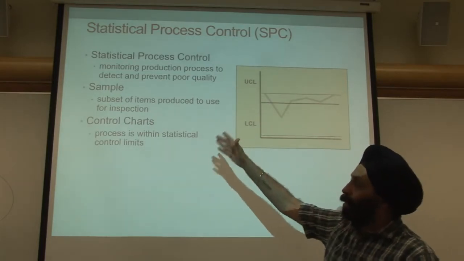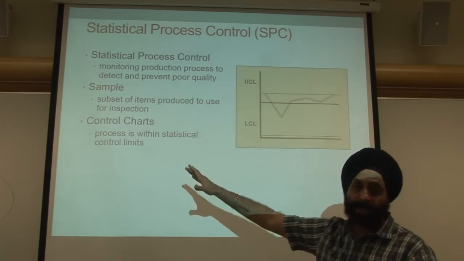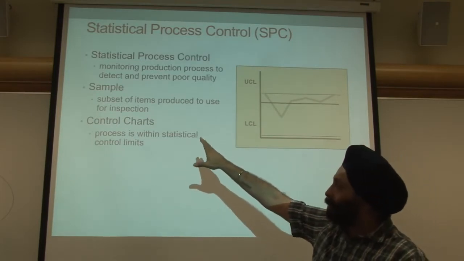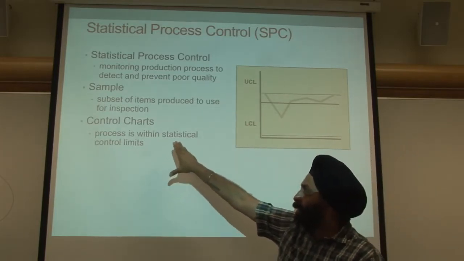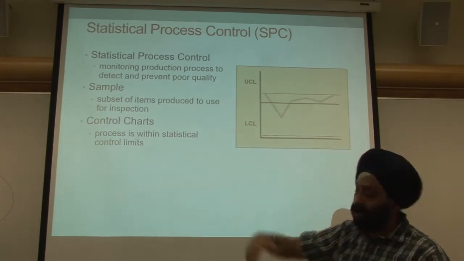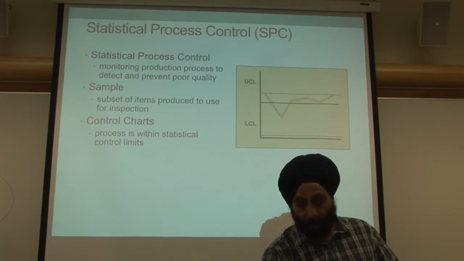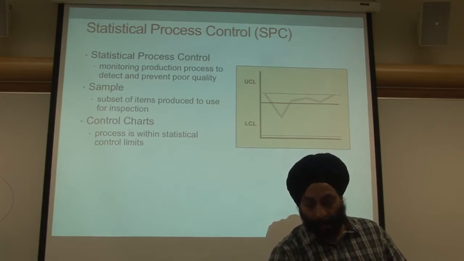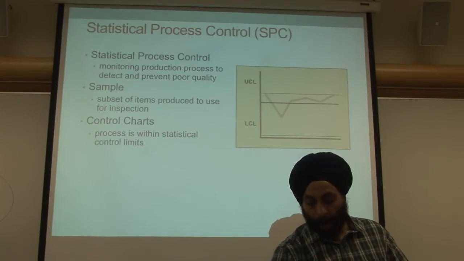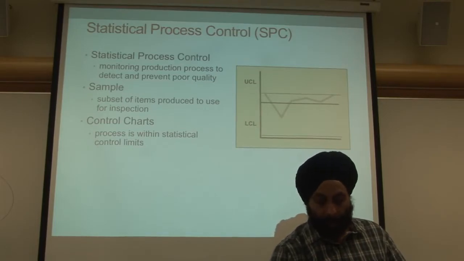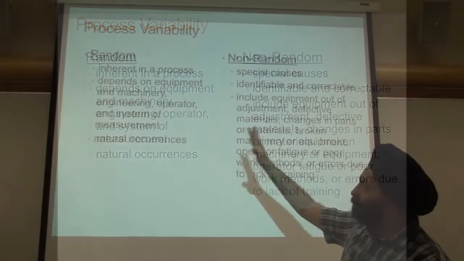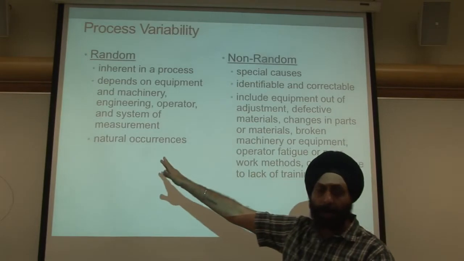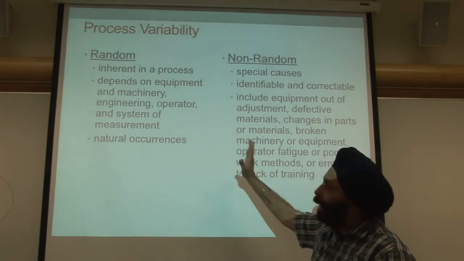And how it is done is by taking a sample of those products, which is a subset of items produced for inspection, and control charts determine whether the process is within statistical control limits that have been set based on the predetermined level of quality that the customer requires. In this case, the process variability can be classified as something that is random or non-random.